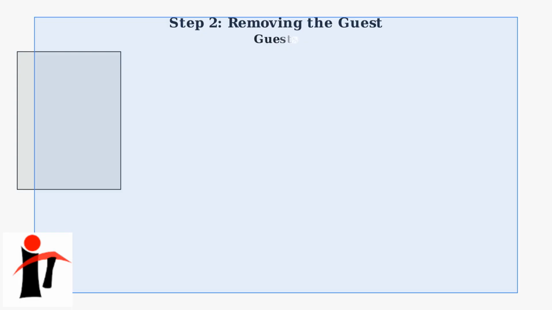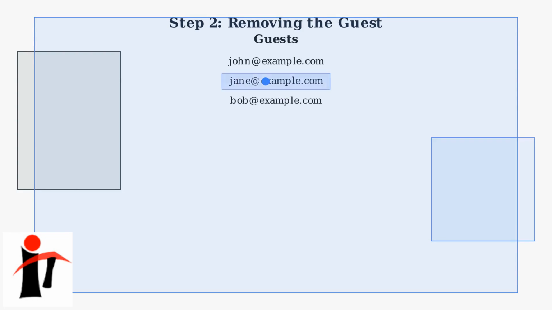In the Guests section, you'll see a list of all invited attendees. This is where you can manage who is participating in your event. Hover over the name or email address of the guest you want to remove. As you hover, the interface provides visual feedback to indicate the selectable guest. Click the X icon that appears next to their name. This initiates the removal process for that specific guest.